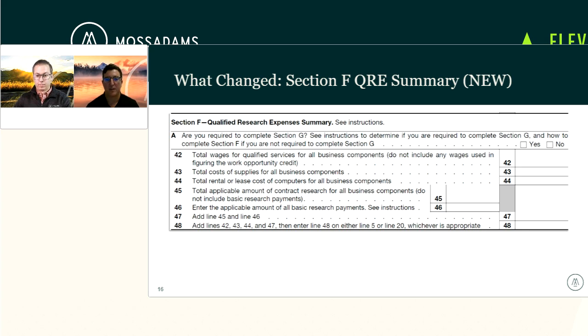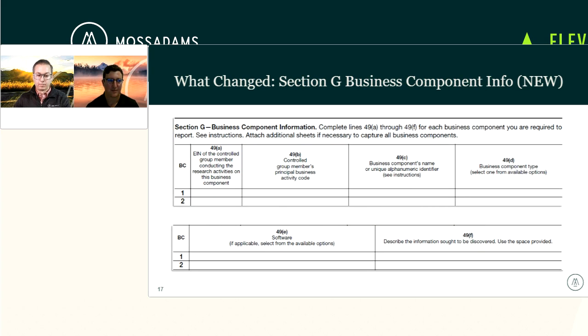Again, group members filing any separate returns, we would only be reporting your QREs on this section, not the entire combined group QREs for this. All right, Travis, back to you.